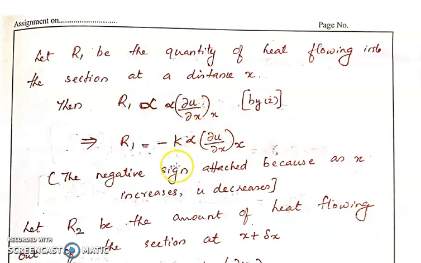Then we consider the proportionality constant. We can write the quantity of heat flowing into the section, that is R1, as equal to minus K alpha dou u by dou x at x. Here there is a negative sign. The negative sign is attached because as x increases, the temperature decreases.